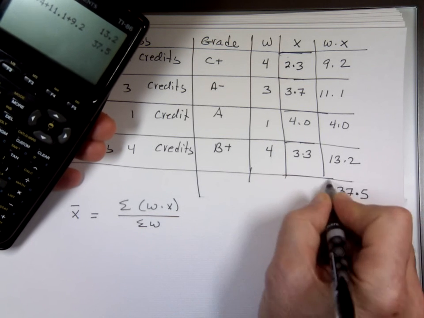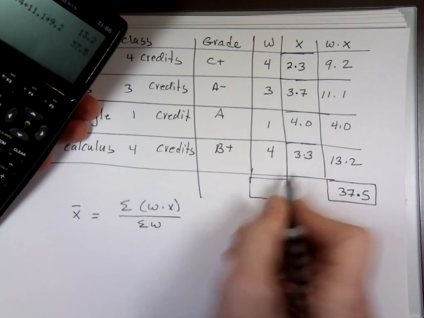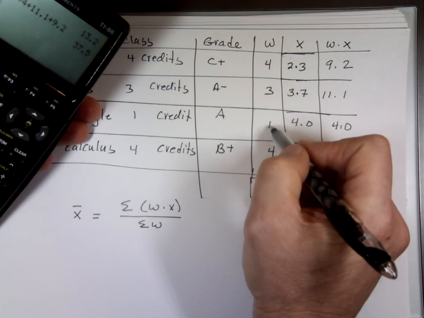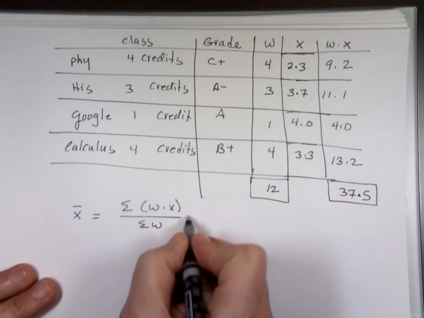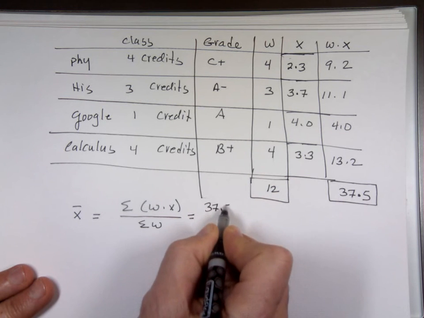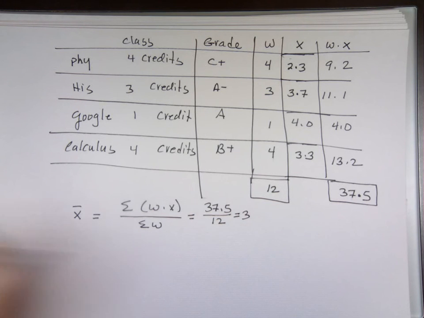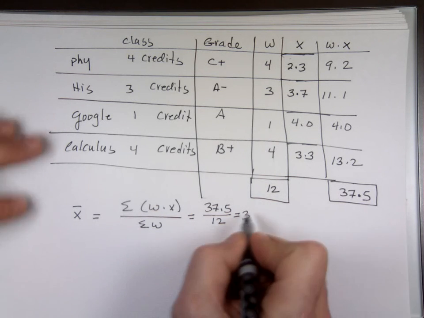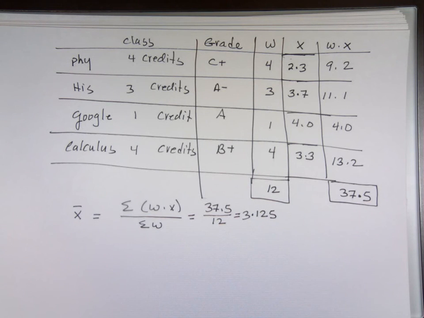You add the weights here, 4 and 3, 7, 8, 12. 12 credits you had that last semester. So your GPA now for the class, your mean, your average, is 37.5 divided by 12. I know it's more than 3. You get a 3.125.